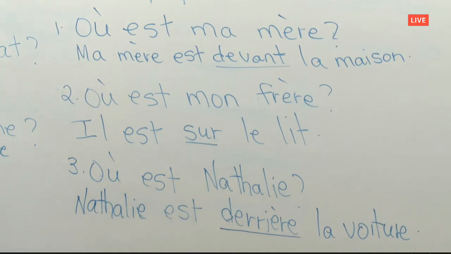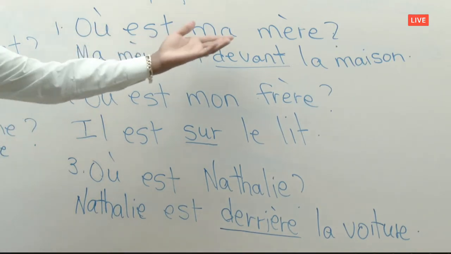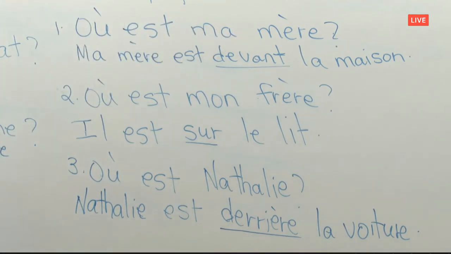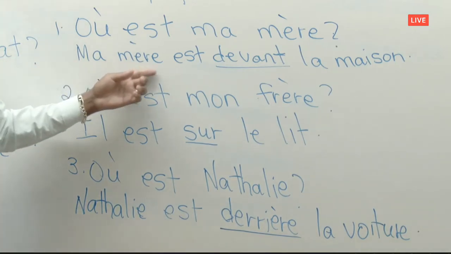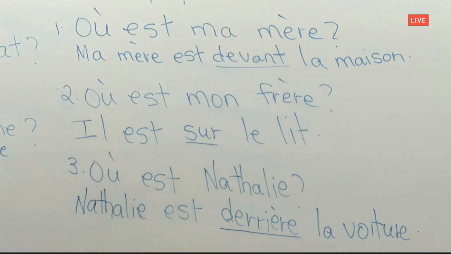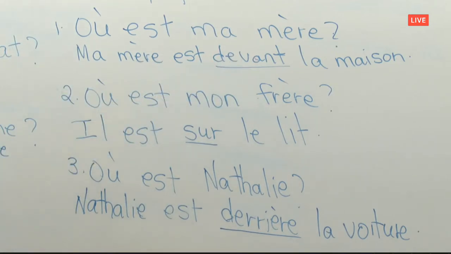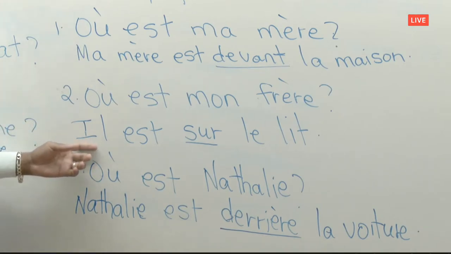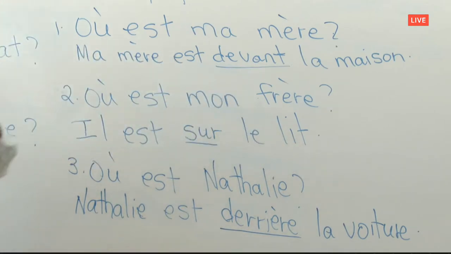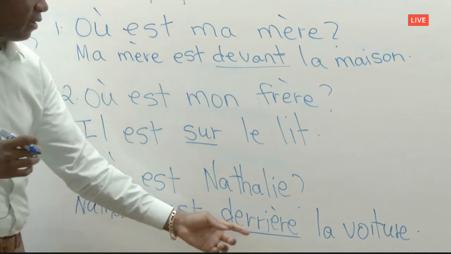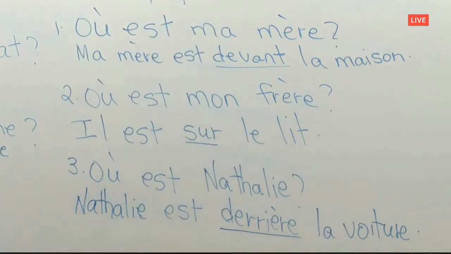Okay, just to go over our sentences here. Où est ma mère? Where is my mother? Ma mère est devant la maison. My mother is in front of the house. Number two. Où est mon frère? Where is my brother? He is on the bed. We see we have il here. Où est Nathalie? Nathalie est derrière la voiture. Nathalie is behind the car.